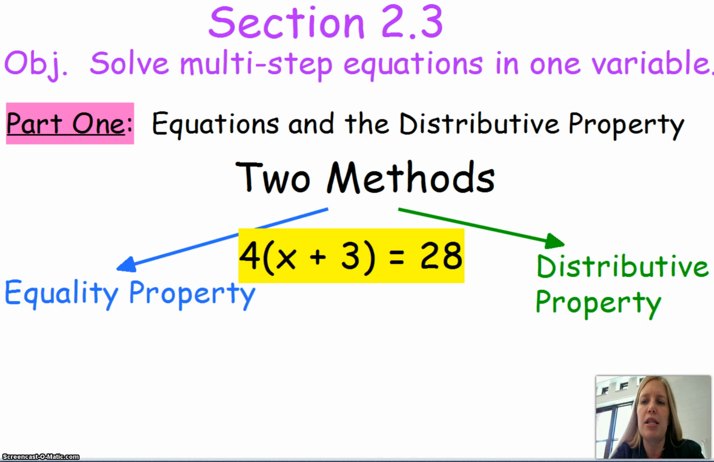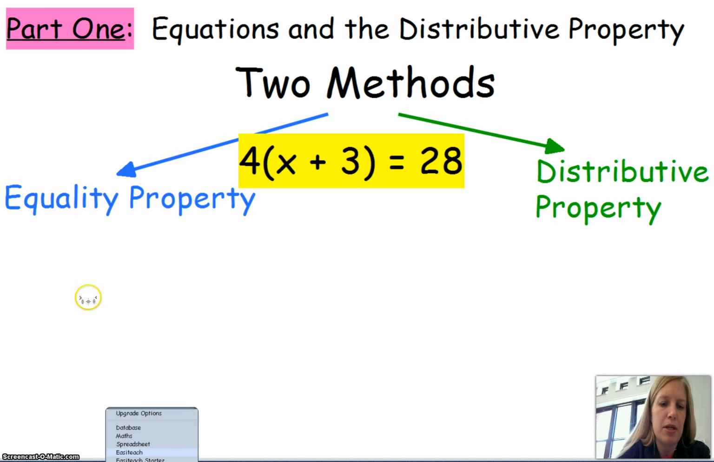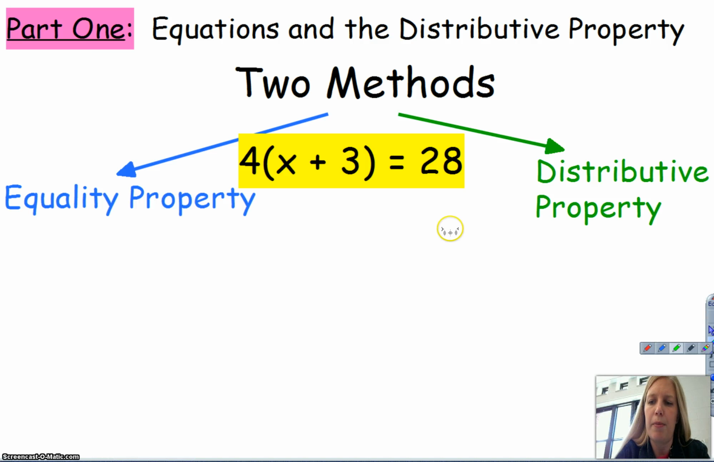Part 1, equations and the distributive property. There are 2 methods. I'm going to show you both, and the first one I tend to like better if you can always do it. It doesn't work all the time though. So let me pull up my pen. Okay, here we go.